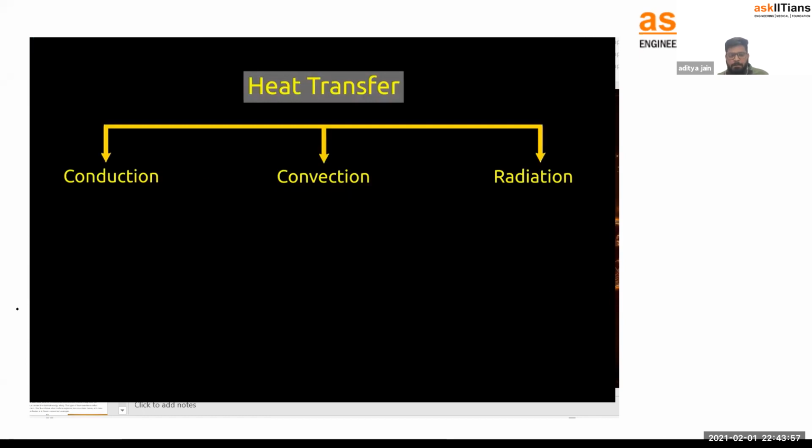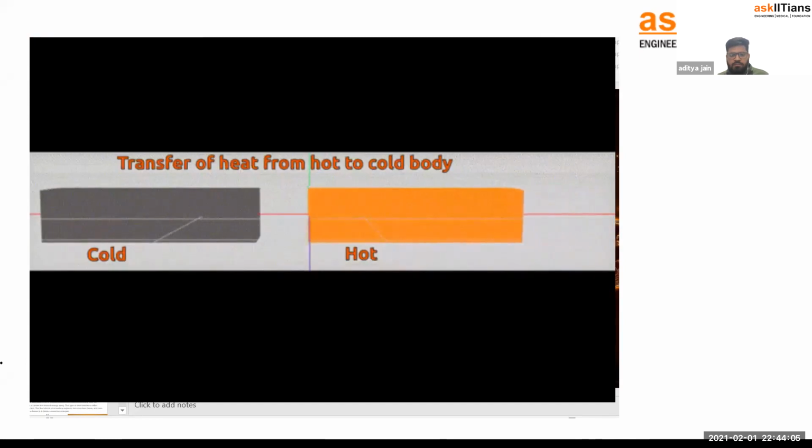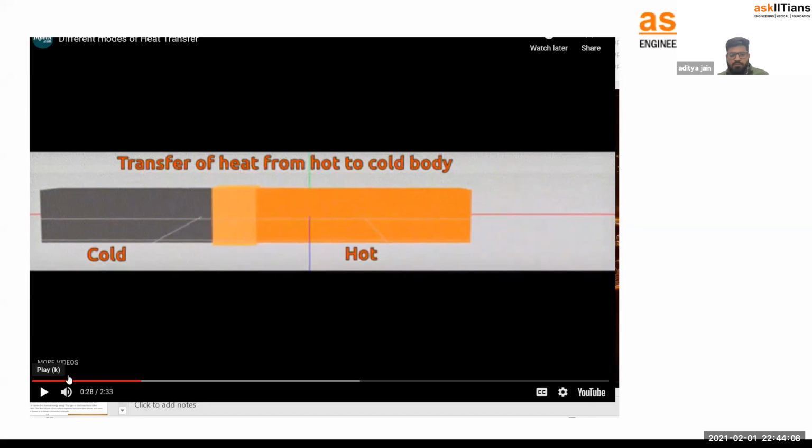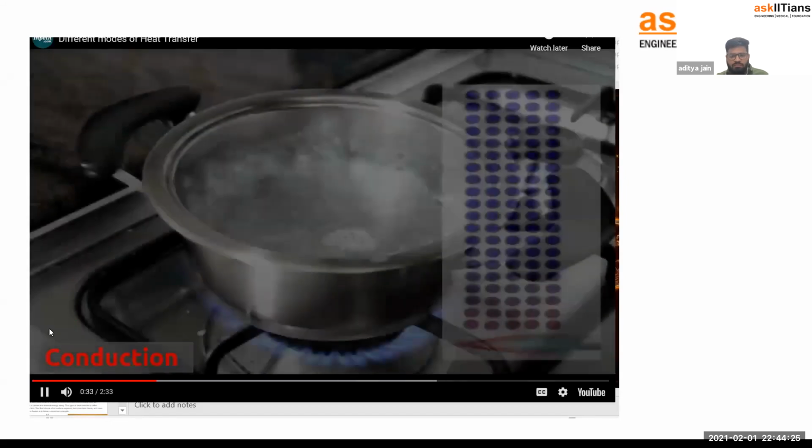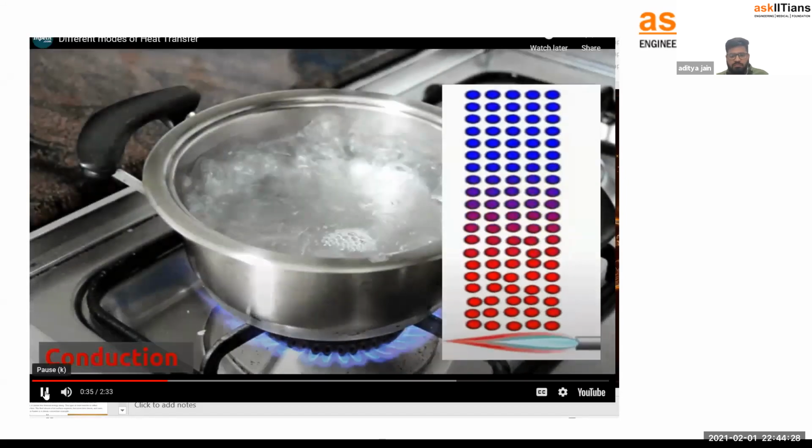It can be transferred from one object to another by conduction, or convection, or radiation. Heat from one object gets transferred to another object by direct contact. Now you are seeing this hot object was in direct contact with this cold object. So this red hot object is transferring its energy to the cold object by physical contact. That is conduction. For example, when we make tea or any food, heat from the stove gets transferred to the utensil or pan directly by the process of conduction.